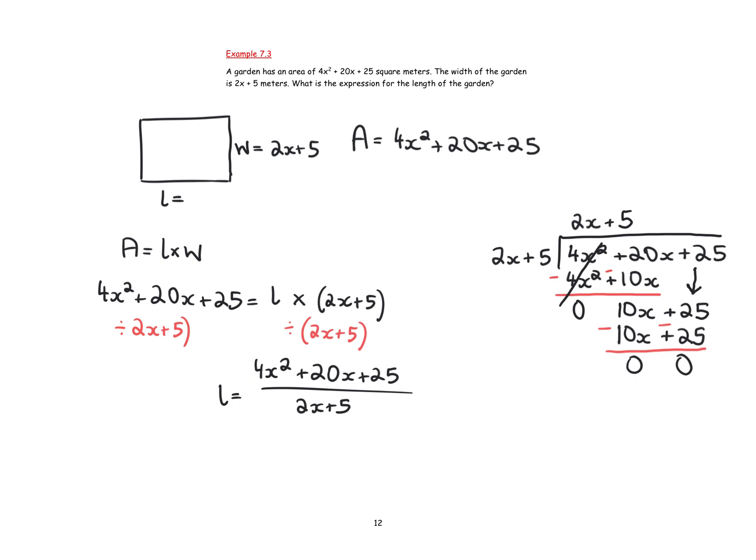Therefore, when we divide 4x squared plus 20x plus 25 by 2x plus 5, we end up getting the answer of 2x plus 5. Therefore, going back to what the question asks us, it says, what is the expression for the length of the garden? Well, the length of the garden is 2x plus 5. And we can say that here, down at the bottom, length equals 2x plus 5.